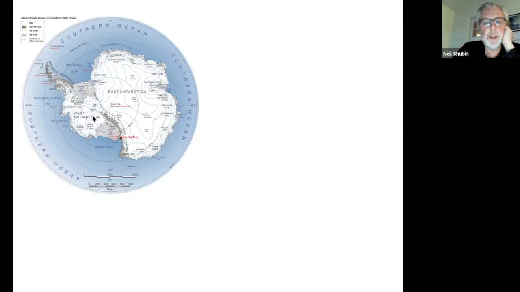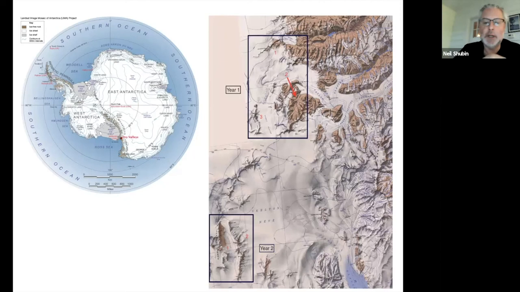Along here, you see that in brown across the continent of Antarctica are the trans-Antarctic mountains. We've been working in those. And over a number of years, we've been working two different sites. You can see where I said year one and year two. These are areas that have rocks in Antarctica that were formed in ancient delta systems and rocks about 380, 385 million years old.